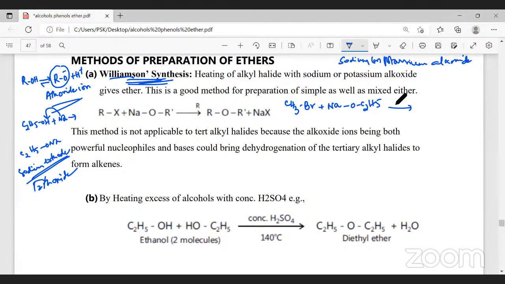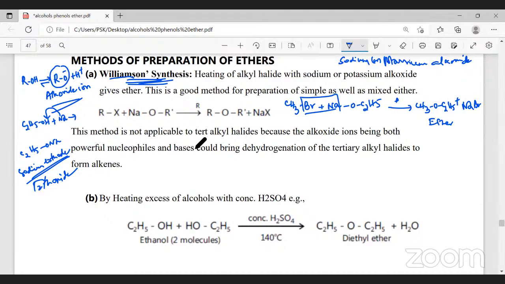Now this on heating, what happens? Na and Br get eliminated as NaBr. What do you have now? You have CH3, you have oxygen, you have C2H5. So this is an ether. It is methyl ethyl ether. The IUPAC name we will learn.